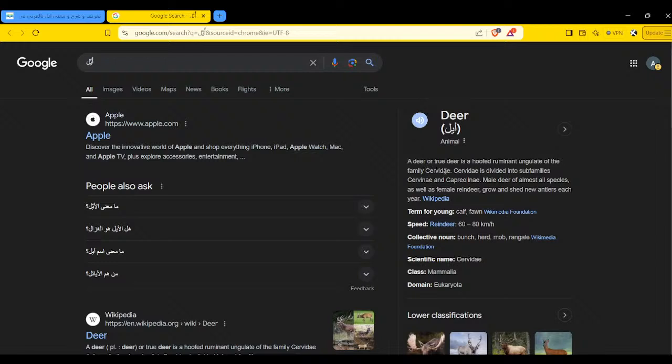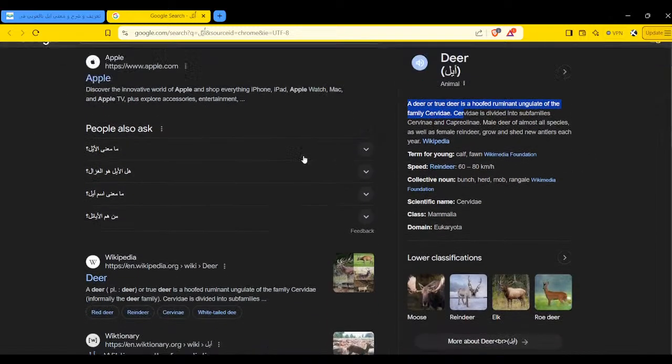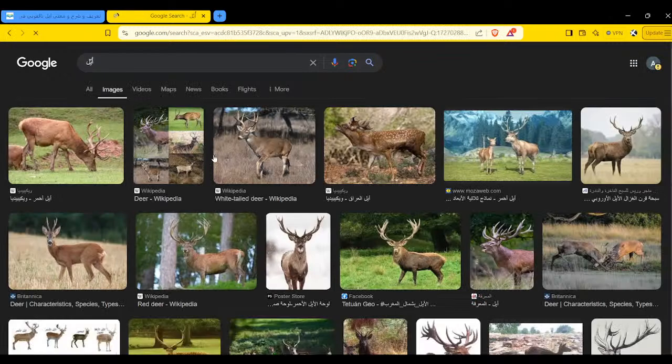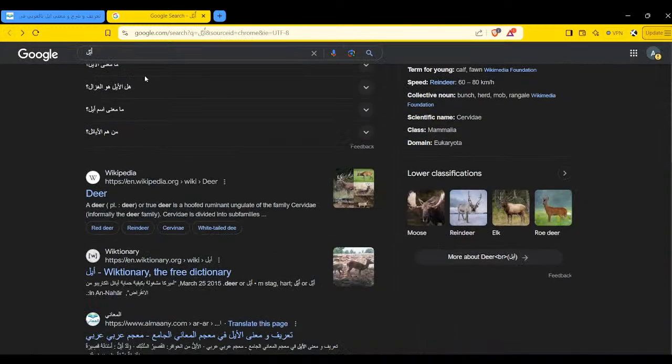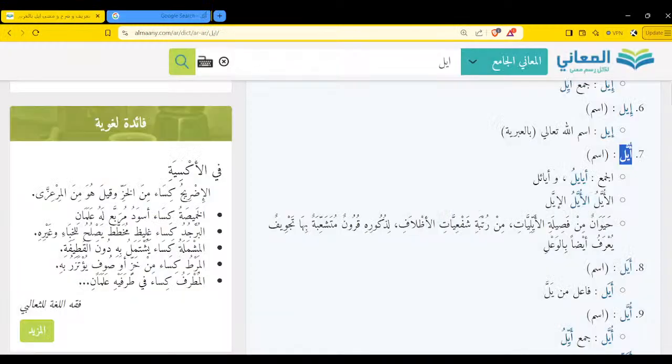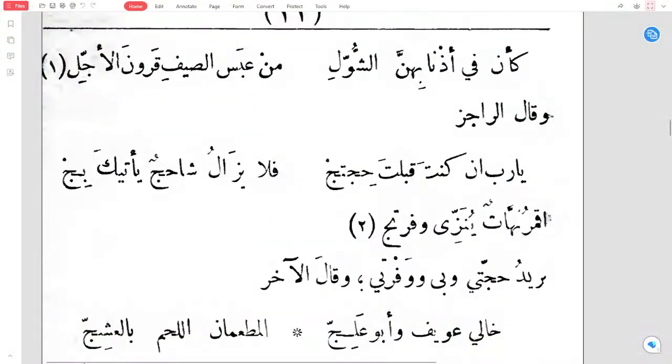A deer or a true deer. It's a hooved ruminant ungulate of the family Cervidae. This is a kind of deer. If you needed an illustration of what a deer is. So that's أويل. So let's go back to the book and let's see what he's saying now.